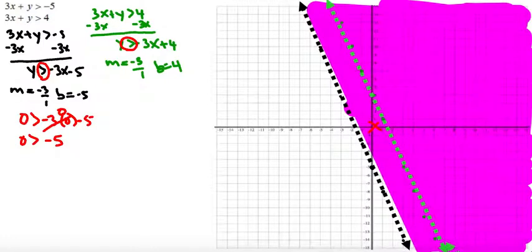Okay, so now I have to figure out which side to shade. I'm plugging in the 0, 0 point to see whether I shade below the green line, to the left of the green line, or above, to the right of the green line. So is 0 greater than negative 3 times 0 plus 4? Is 0 greater than 4? That is not true, 0 is not greater than 4, so I can't shade to the left of the green line, I have to shade to the right.